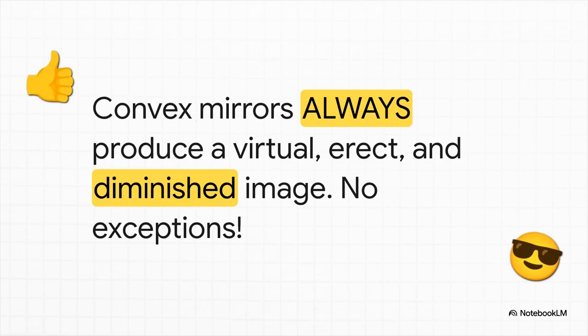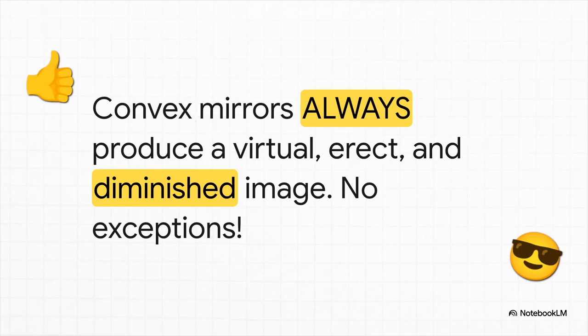Convex mirrors, though. Oh, they're simple. They are predictable. They have one rule and they stick to it, no exceptions. No matter where the object is, the image you see will always be virtual, meaning it appears behind the mirror, erect, so it's right side up, and diminished, meaning it's smaller.